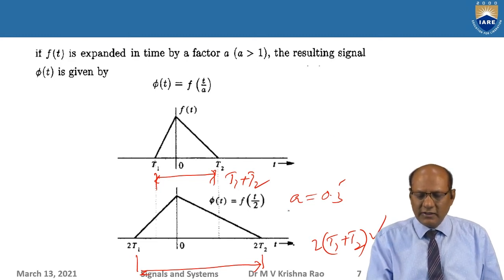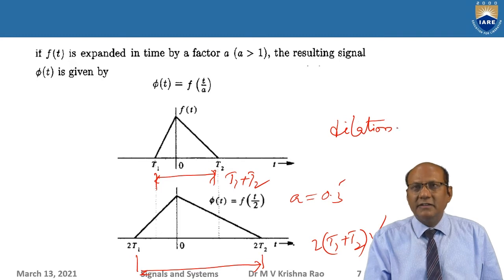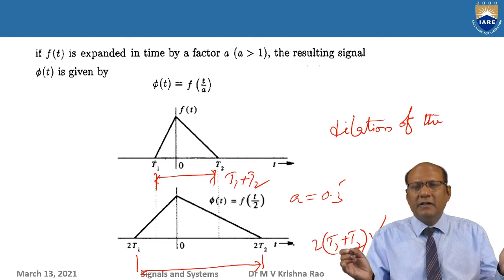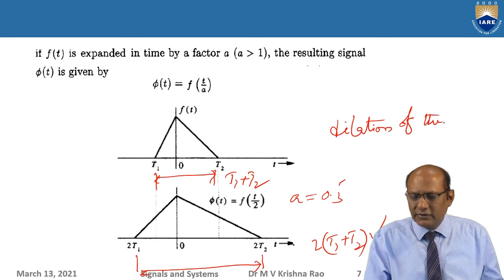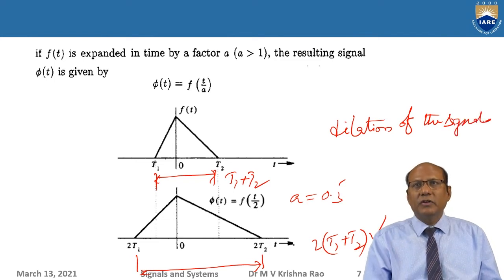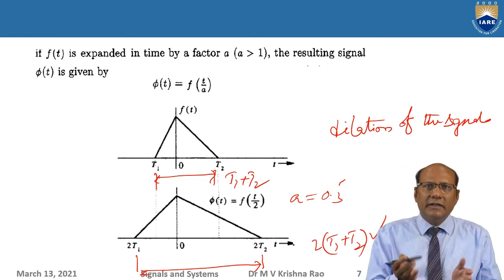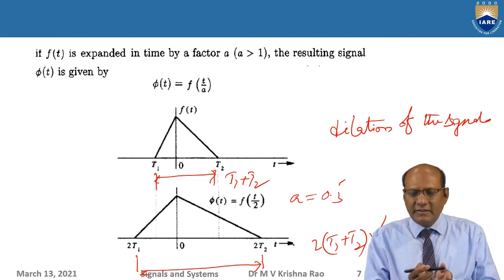You can also say that the operation is called dilation. In some notation, we can say the dilation of the signal. So the signal is dilated. You can say expanded means dilated. The operation can also be called dilation of the signal. Okay. One is compression of the signal when a is greater than 1. The other one is dilation of the signal when a is less than 1.